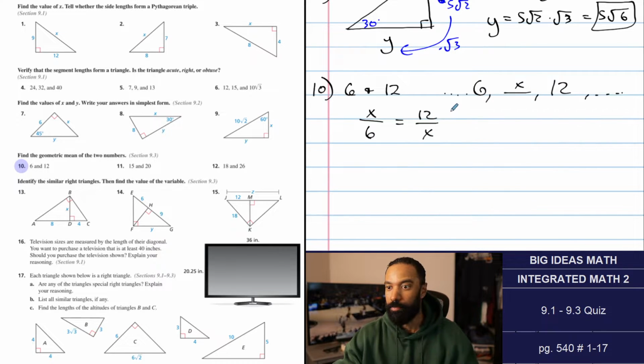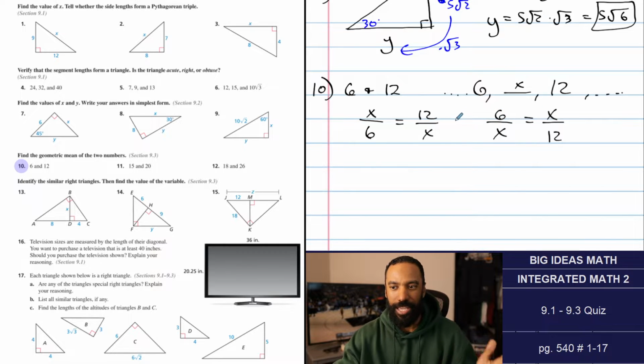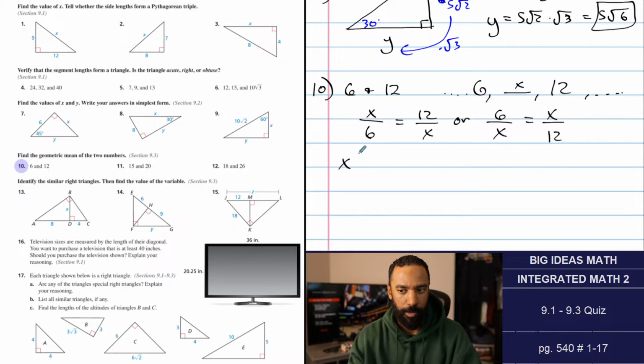Here's an example of a proportion you're allowed to set up doing this. You can do it like that. You can do 6 over x is x over 12. That's the classic way people would write it, even though it's not the common ratio. Either this or that kind of thing is going to be fine. Ultimately, you cross multiply. You get x squared equals 6 times 12.